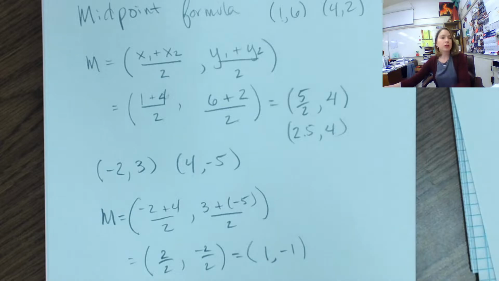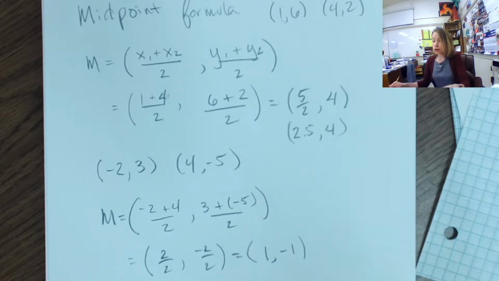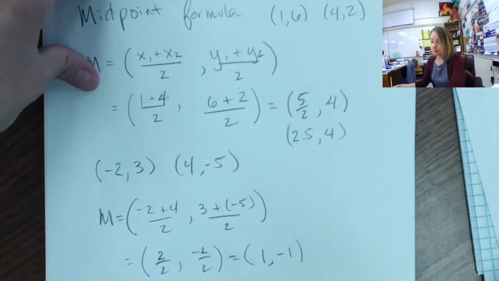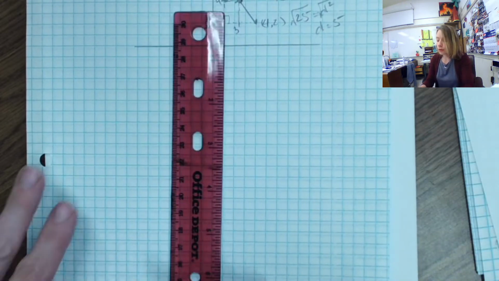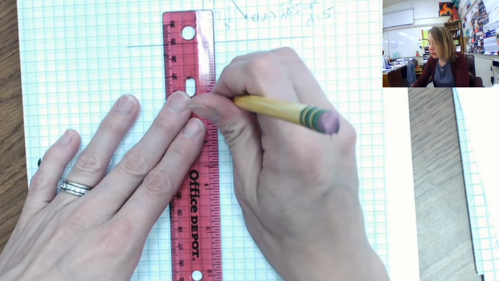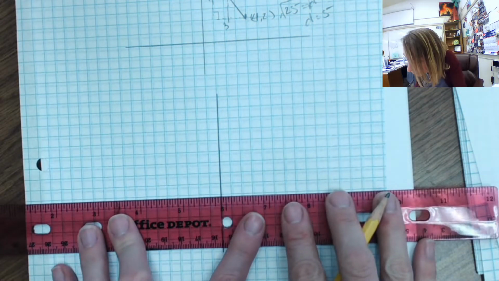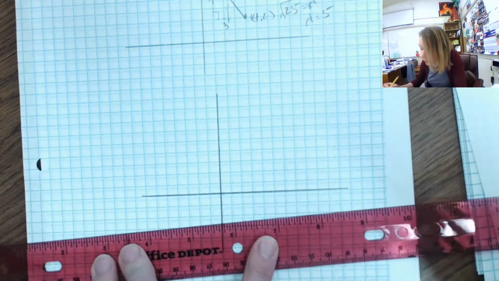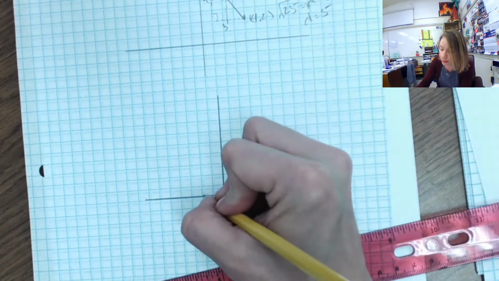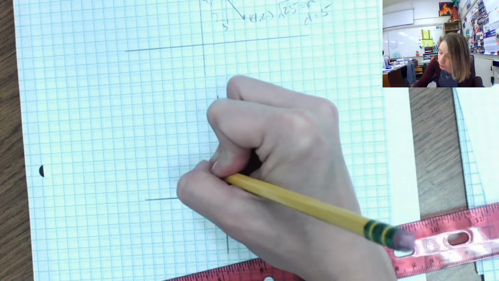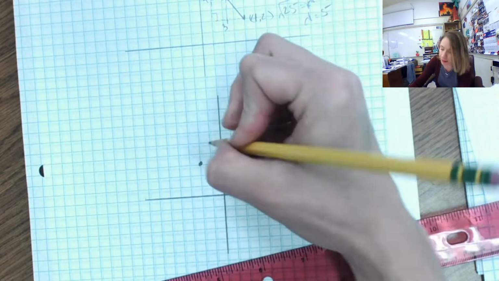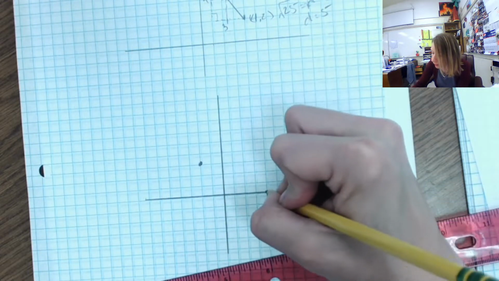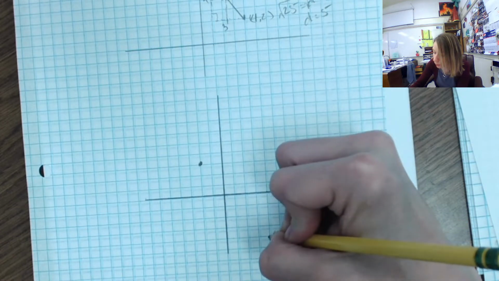Let's graph this real quick just so we can see and make sure that it works the way that we think it does. Okay, so graph. My first one is -2 and then up 1, 2, 3. And then my next point is over 4, and then down 1, 2, 3, 4, 5.